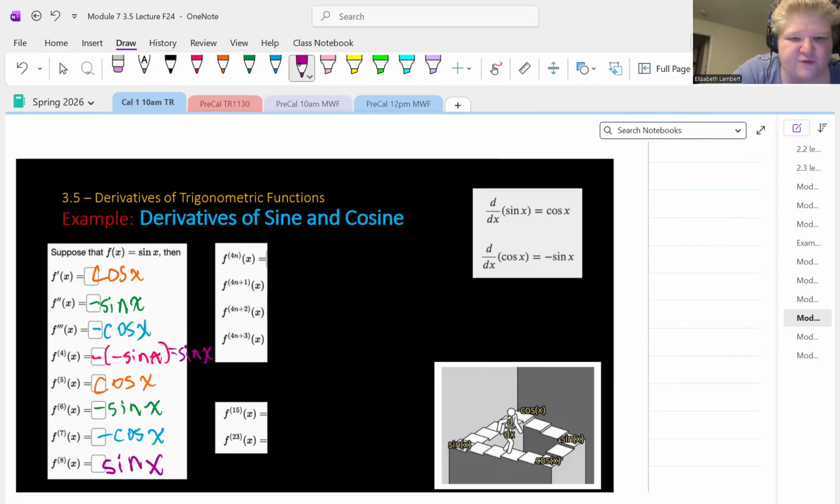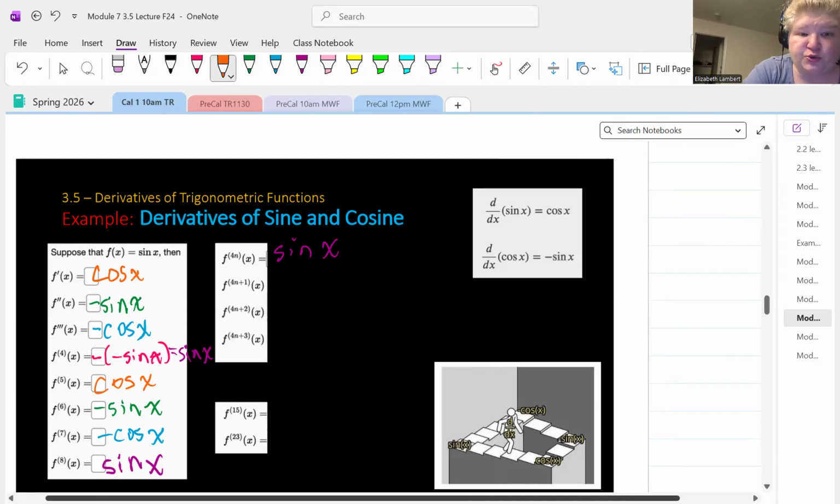So if n was 0, then that is our original function, or our fourth derivative, or our eighth derivative. Those were sine of x. If my number is 4 times an integer with 1 left over, like if I plugged in 0, that would be my first derivative, cosine. Or if I plugged in 1, 4 plus 1 is 5, my fifth derivative was cosine. If I plugged in 2, 4 times 2 is 8 plus 1 is 9. My ninth derivative, we can see in the pattern, would be cosine.